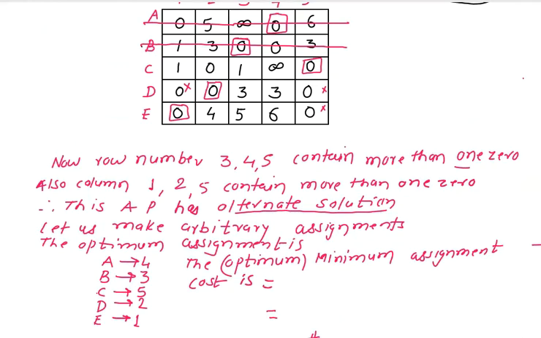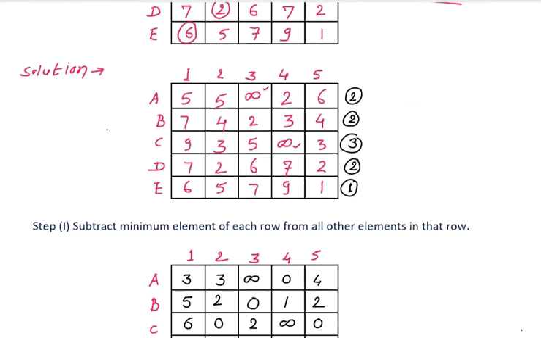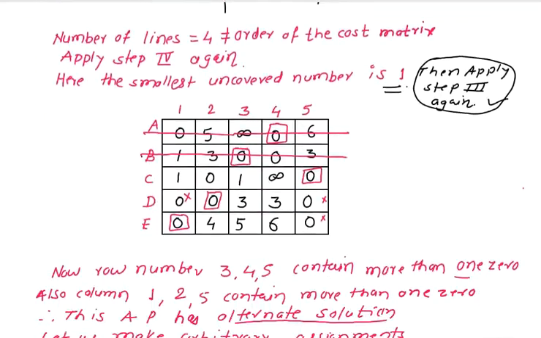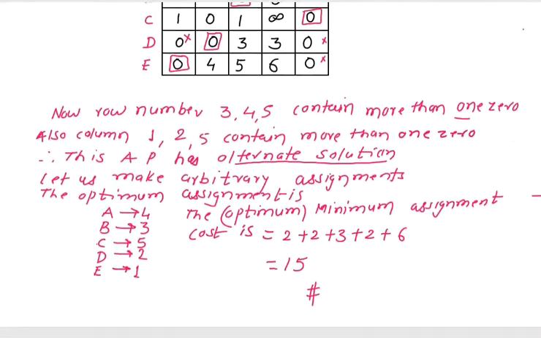So C51 is the cost. We will add this cost to 2, 3, 2, 6. So the total is 15. So the minimum assignment cost is 15. So this is how we solve the assignment problem with restrictions.